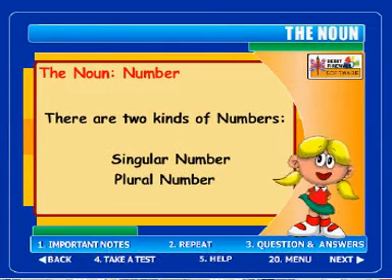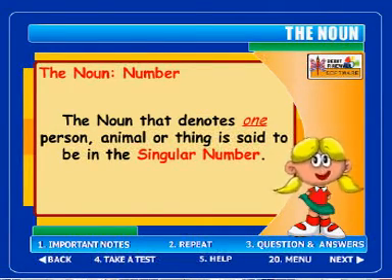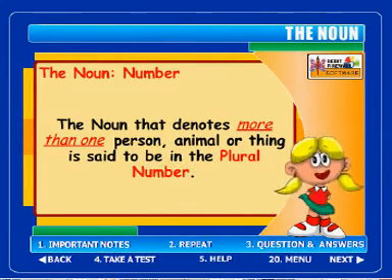The noun number. There are two kinds of number: singular number and plural number. The noun that denotes one person, animal, or thing is said to be in the singular number. The noun that denotes more than one person, animal, or thing is said to be in the plural number.